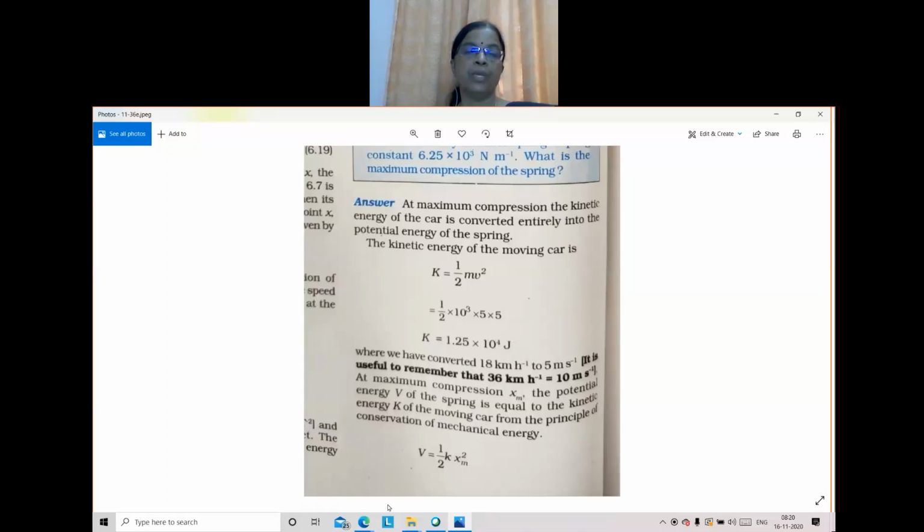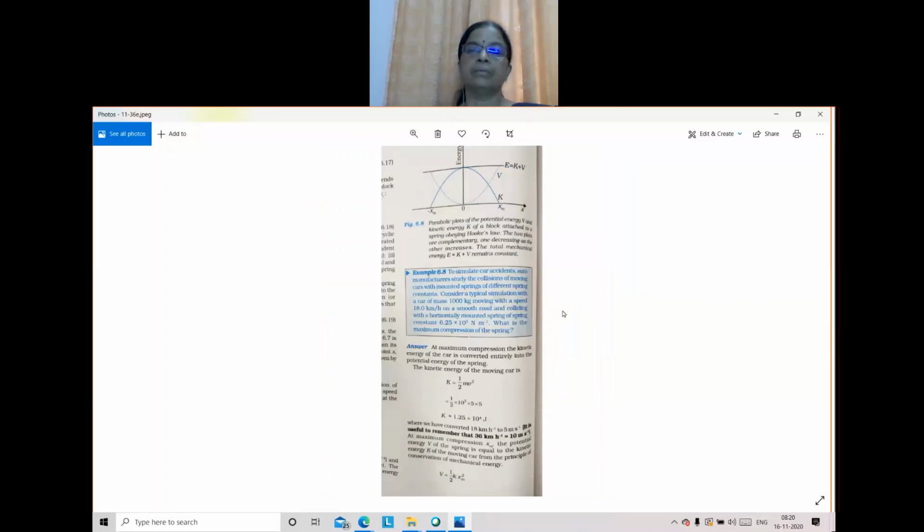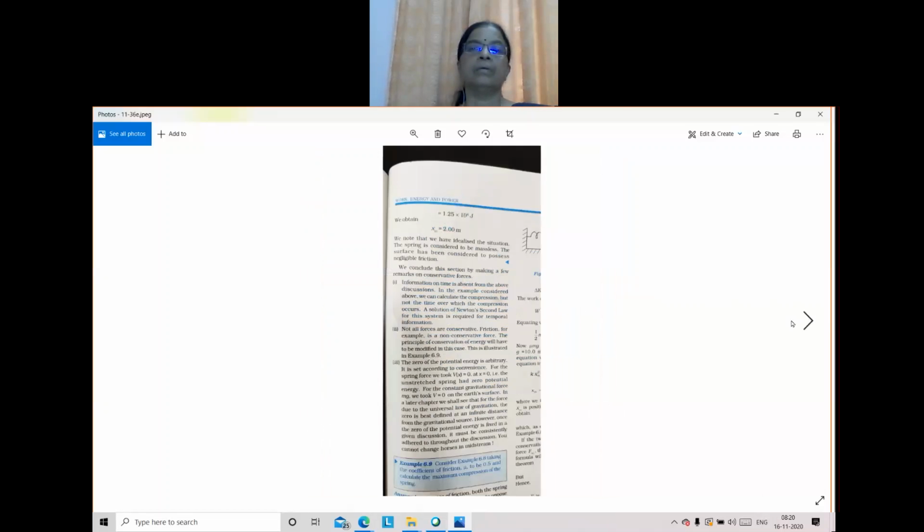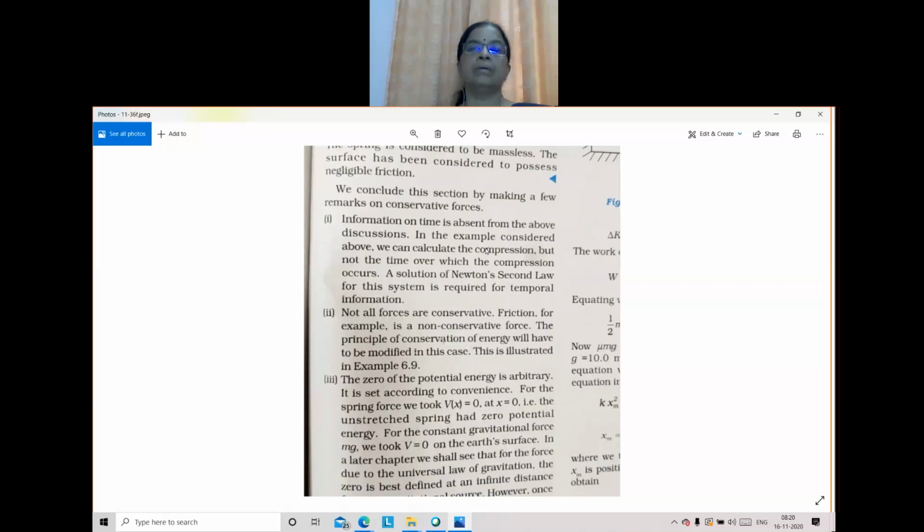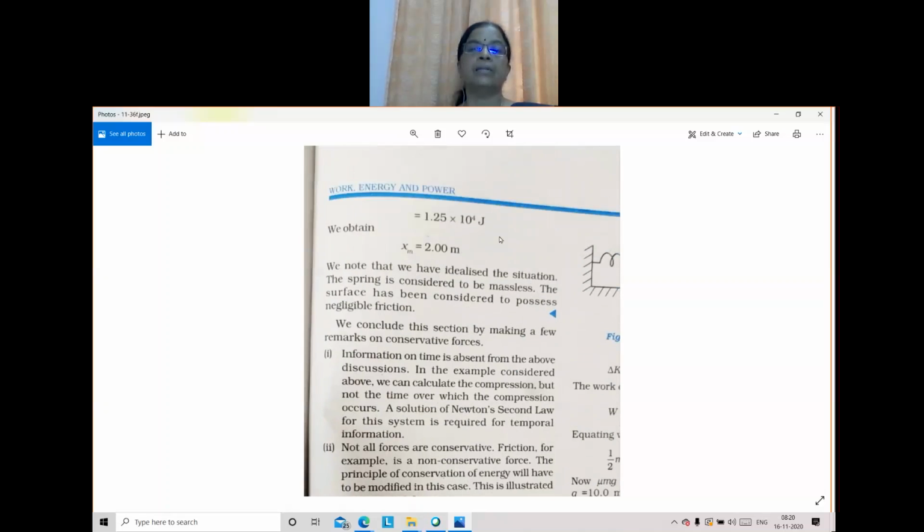Similarly, the moving car is compressing the spring, so potential energy will be stored in it. So that is the equation half kx square we have studied. It is compressed to the maximum level, so that's why we have taken xm here, maximum. Half kx square. So that is calculated as half kx square.